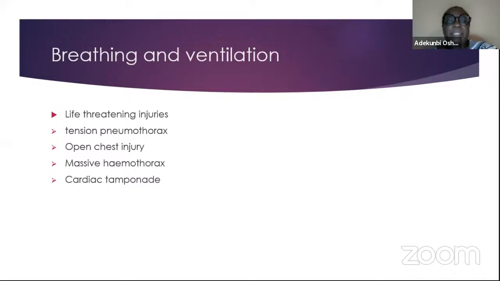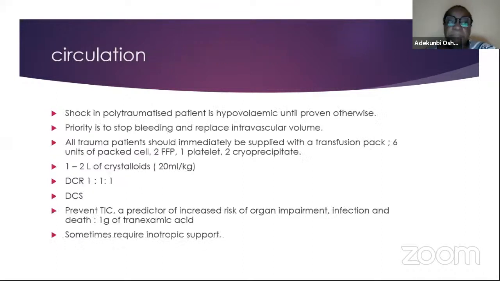Looking at all these life-threatening injuries, these are the things that can cause fast mortality and morbidity in these patients. Tension pneumothorax, in them. Some of them don't even get to the hospital with all this. And when they get to the hospital, how easily or how fast is it picked? Open chest injury, massive pneumothorax, cardiac tamponade. These are the things that can prevent or impair breathing and ventilation in this group of patients.